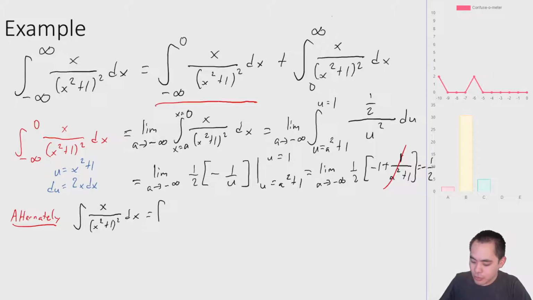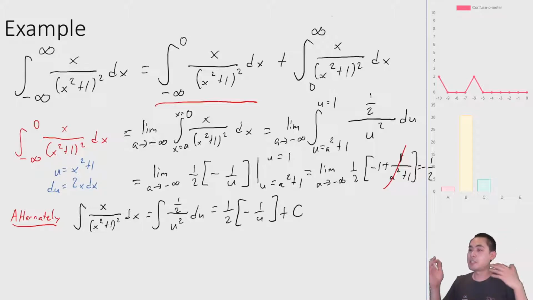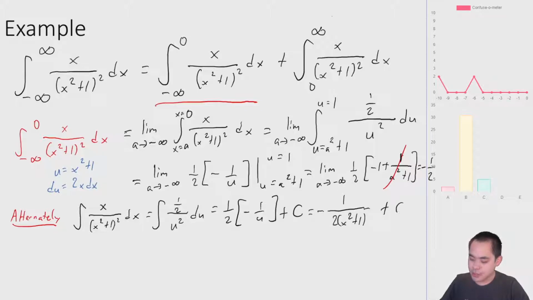Well, we still use the same U-substitution, but we don't have to worry about the limits now. So this is 1/2 times the integral of 1 over u squared du, which is going to be equal to 1/2 times minus 1 over u plus c. Of course, since this is the indefinite integral, we still have to have this plus c. And we can plug u back in now. So this is equal to minus 1 over 2 times x squared plus 1, plus c.